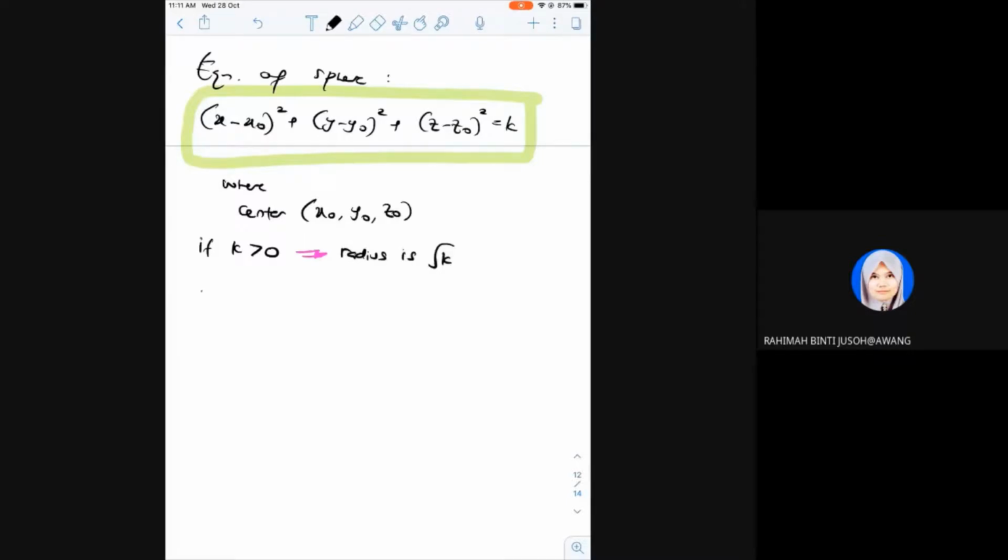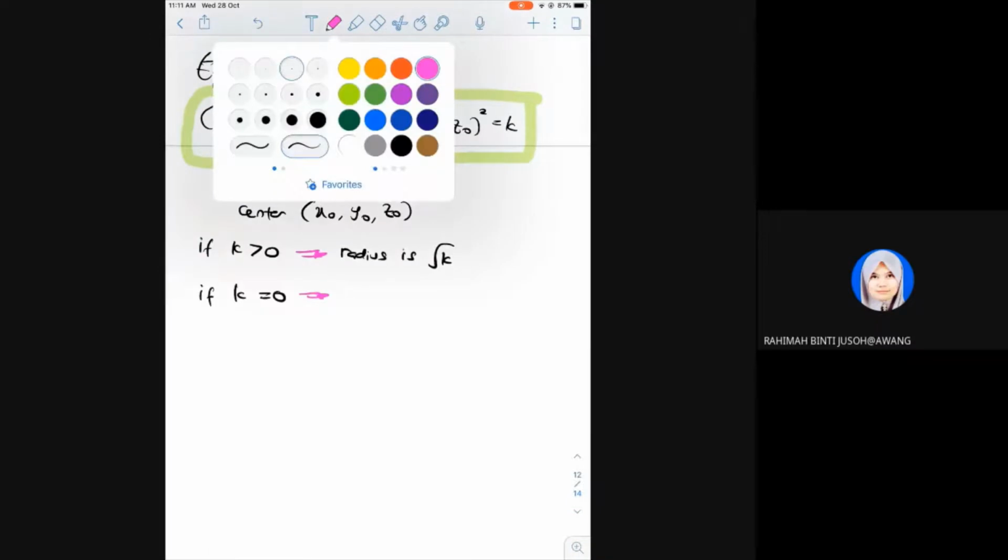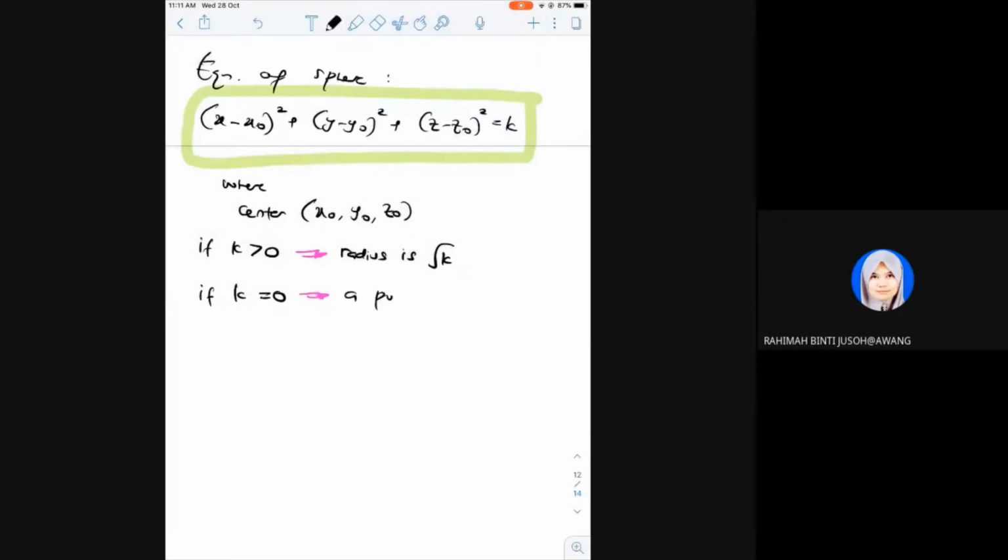Kalau k equals to 0, dia jadi circle tak? Dia jadi sphere tak? Tak, dia jadi a point. Satu titik je. Macam tadi dia tak ada radius kan? Nilai misal kata kat belakang ni 0, dia tak ada radius lah. So dia jadi satu titik je lah.